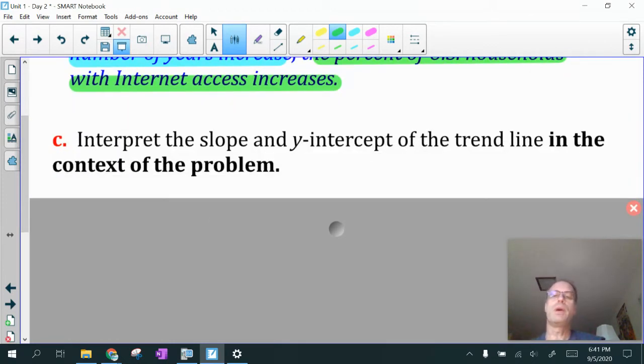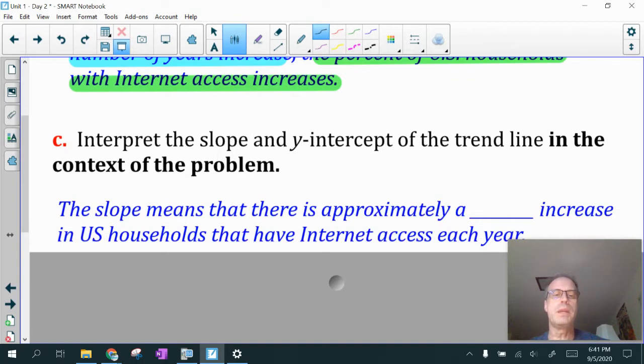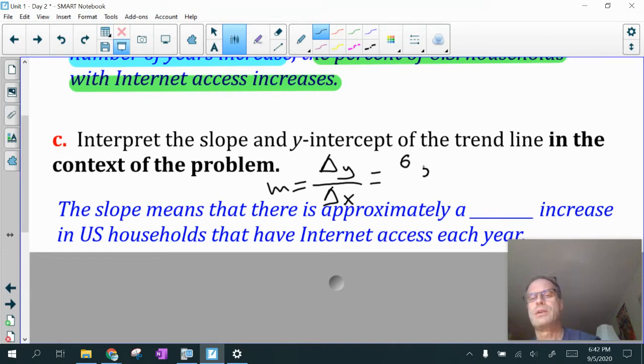Interpret the slope and the y-intercept of the trend line in the context of this problem. Okay, I can do that. The slope means that since we're talking about, again, you might remember that slope was my change in my y over my change in my x. Well, what was y? Well, if you remember, y was my percent of households with internet.